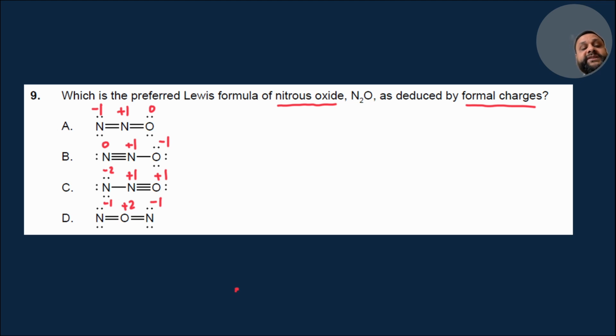Let's go through the options now. So B seems to be the correct answer because the formal charge is close to 0, and although we have to assign +1 and -1 formal charge there, whenever we have to assign a negative charge, we assign it to the most electronegative atom, which is oxygen there, and hence the correct answer is B.